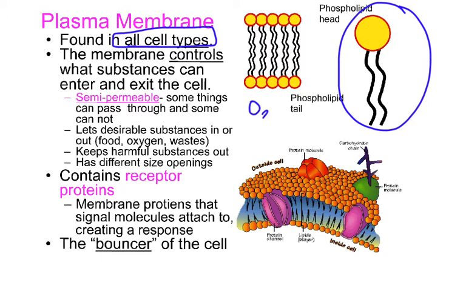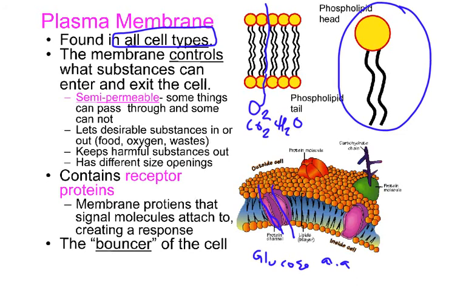Some things like oxygen, CO2, and water can pass right between the lipids from the outside to the inside or the inside to the outside of the cell. Other substances have to pass through things like channel proteins. We talked about these in facilitated diffusion and active transport for larger things to move in and out. Those would include things like glucose and amino acids, and that's how they would enter the cell.